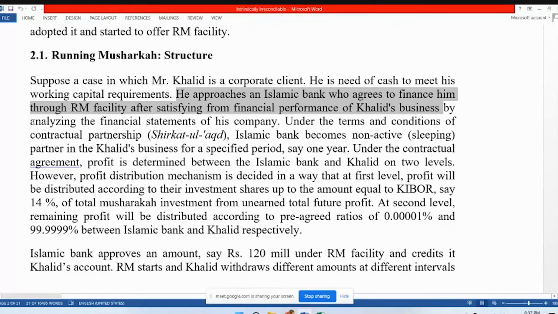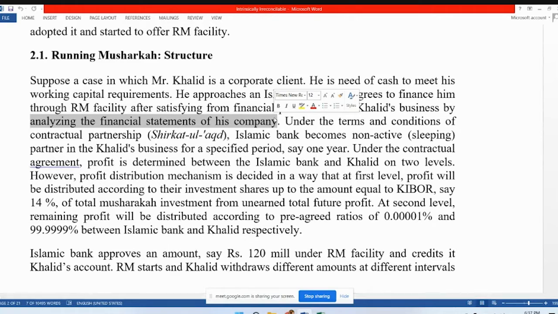They actually analyze the financial performance of his company by the financial statements. They ask for the income statement, cash flow statement, balance sheet. From there, they examine how the business of Khalid is running. After satisfying that, okay, the business is okay and it is performing well, they agree to finance him under the running Musharakah facility.